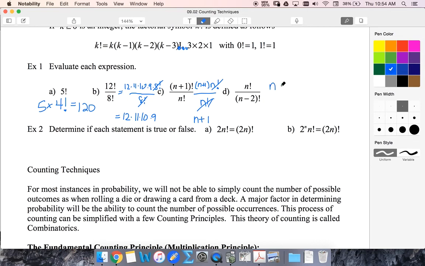n, that's my starting number. The next one down is n minus 1. The next one down is n minus 2. The next one down would be n minus 3, and so on. But I've got n minus 2 factorial in the denominator to cancel out. So I'm left with just n times n minus 1, or you could expand that to n squared minus n.